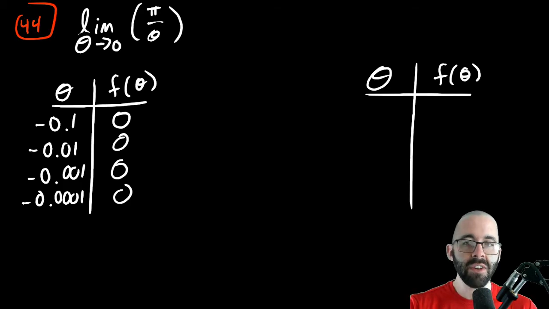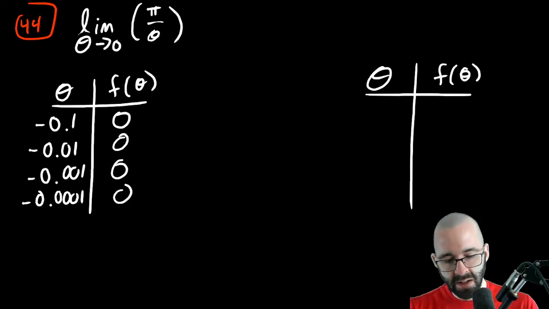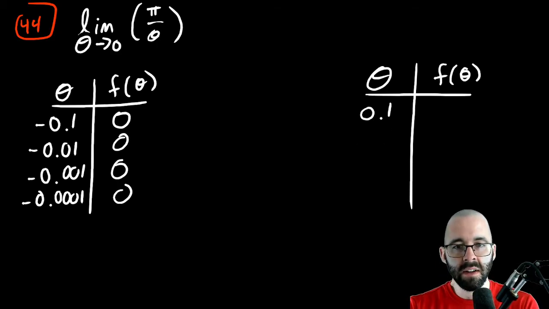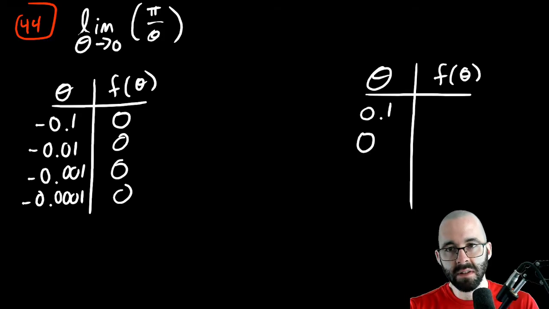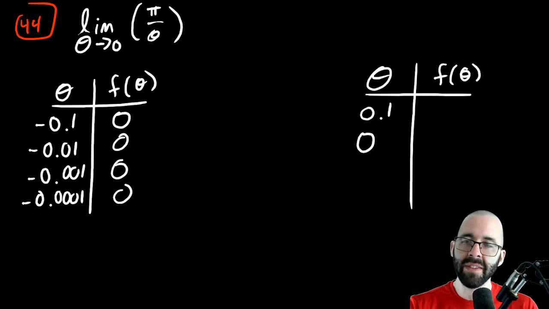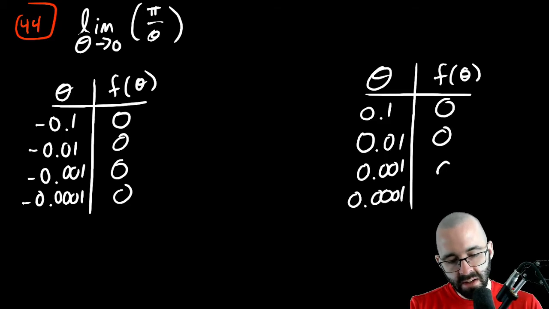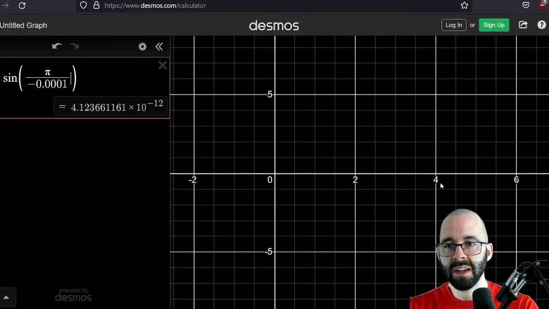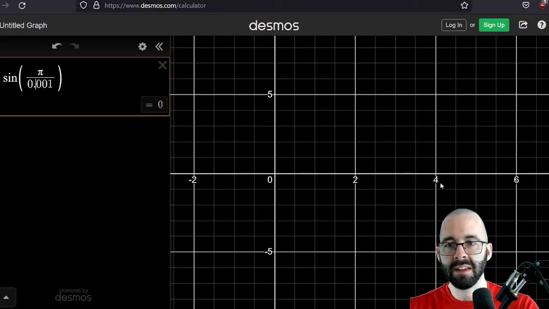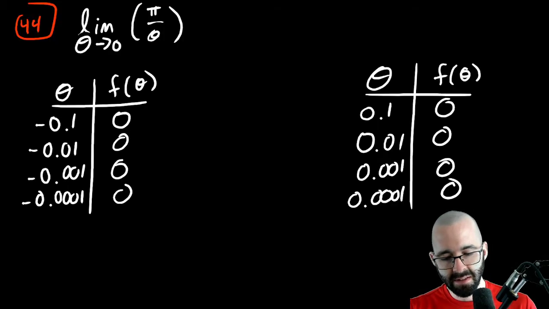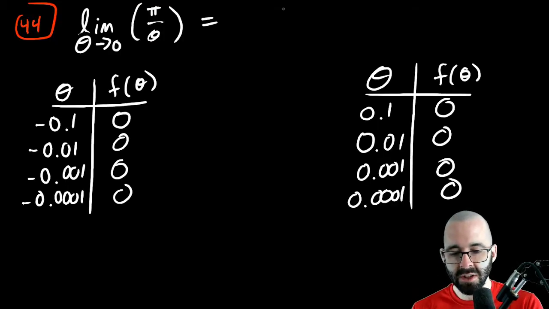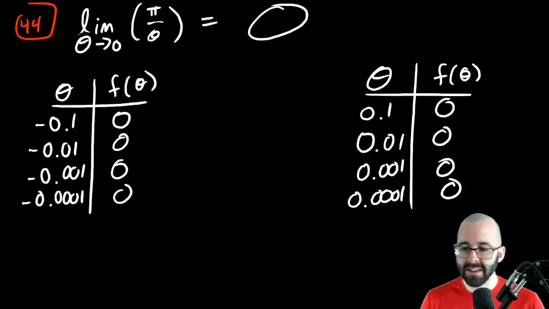This is an example of an odd function. Wait, is it an odd function or even? Maybe I don't know. Yes, it's an odd function. But it doesn't turn out to matter whether it's odd or even. When you evaluate to the positives, you're also just going to get a bunch of zeros. So our conjecture is that the limit is equal to 0.